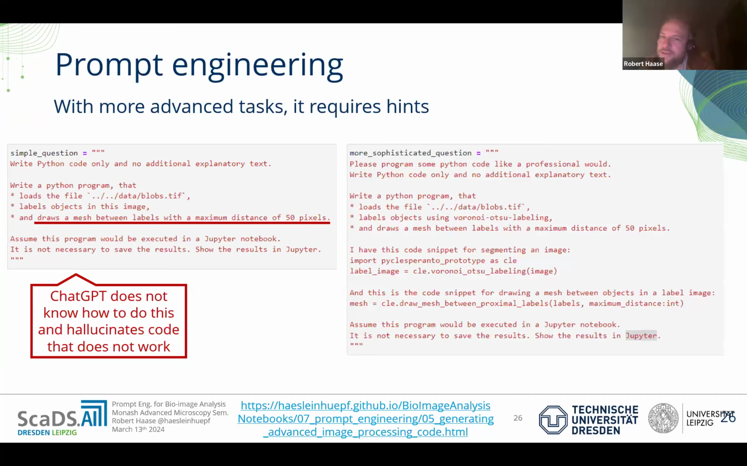So you have to provide a more detailed prompt. So first of all, I put this additional context there. Please write Python code like a professional would. And furthermore, I provide code snippets. If it does not know how to do stuff, I can just provide code snippets. So this is a code snippet for drawing a mesh between objects in the label image, between neighboring objects in the label image. So then there's one line of Python code. And then I can ask the language model, can you please try to do this task? So you see a simple question on the left and a more sophisticated question on the right.